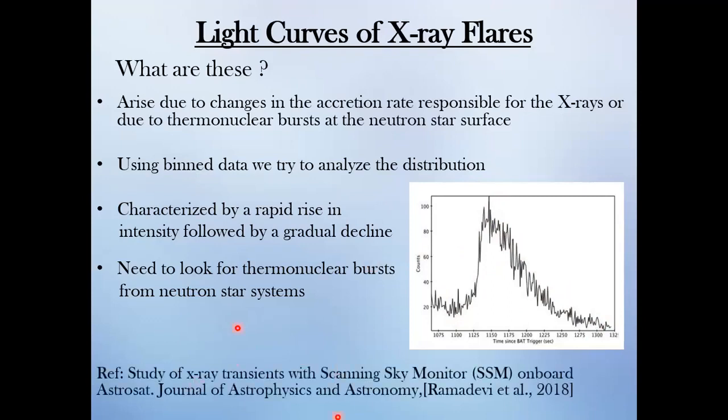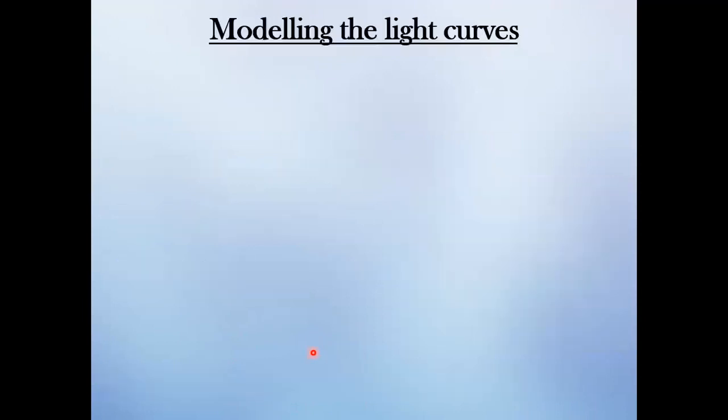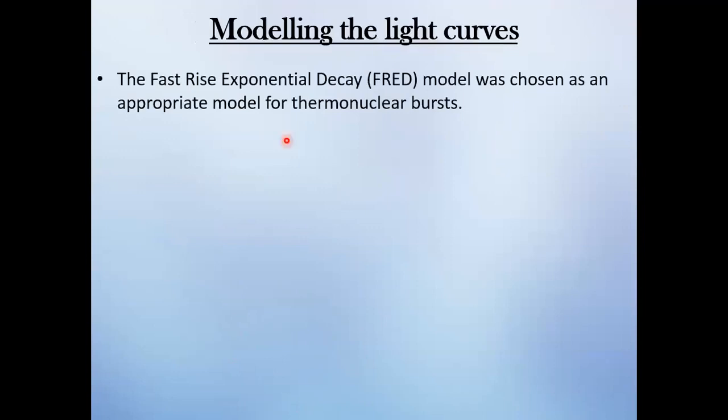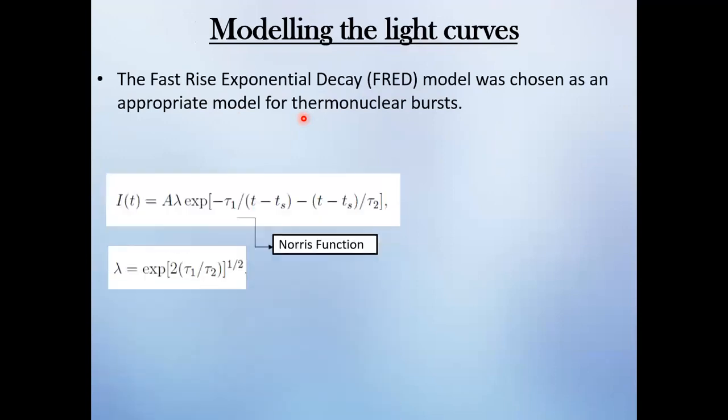If you want to read more about this, here is the reference. You can go through it. Now we'll model these light curves. This fast rise exponential decay is also known as FRED. The FRED model was chosen as an appropriate model for these thermonuclear outbursts to model these X-ray flares.